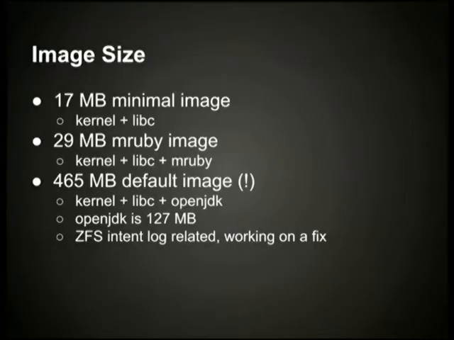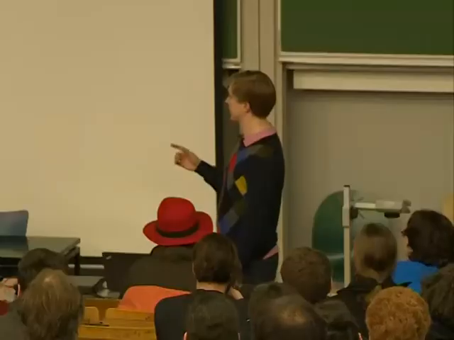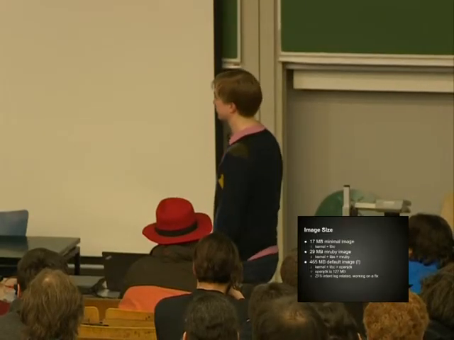A little bit about image size. So the minimal OSV image, which includes the kernel services and libc, is 70 megabytes. And that actually includes the CFS, and it's basically also a CFS image, so it includes also the CFS file system metadata stuff. MRuby image is 29 megabytes.